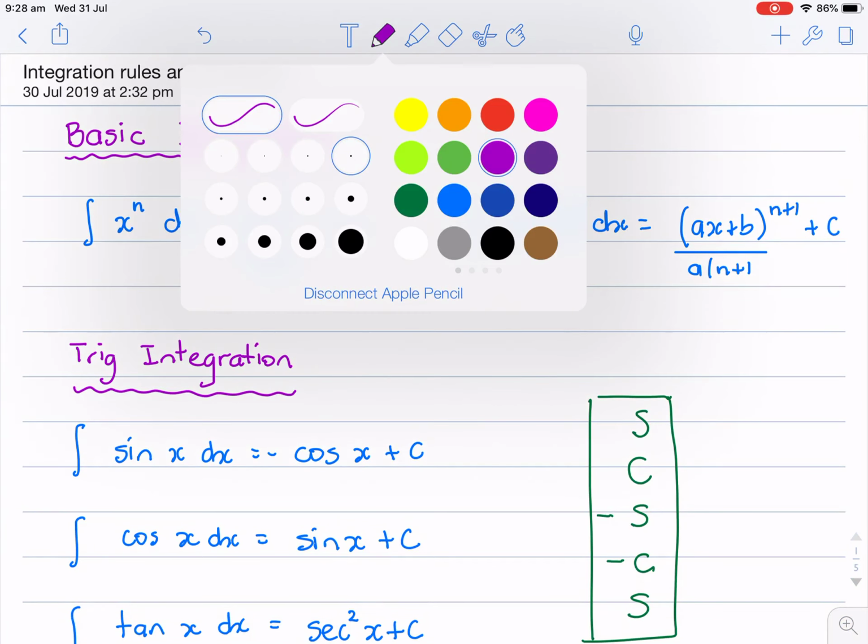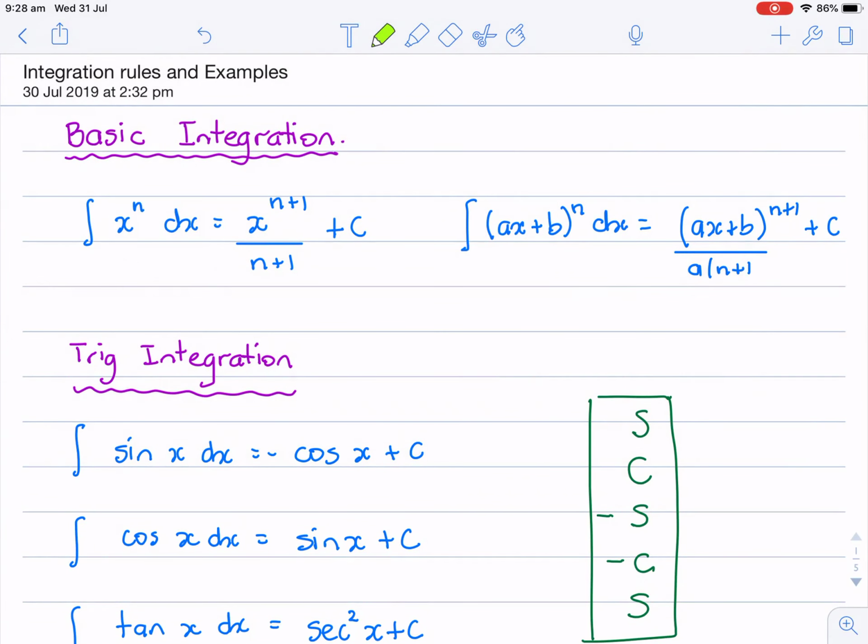Okay, so what we want to do in this video is just have a look at some of the rules of integration that we need for doing the differential equations, because a lot of it relies on us doing integration, and we just need to know these techniques well.